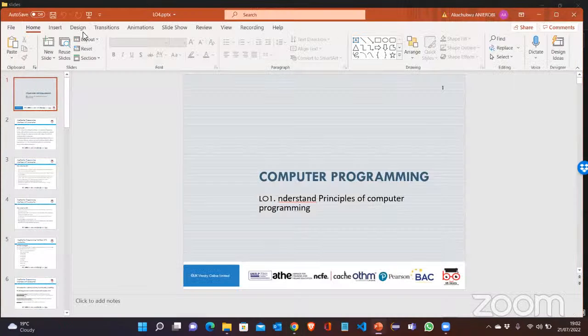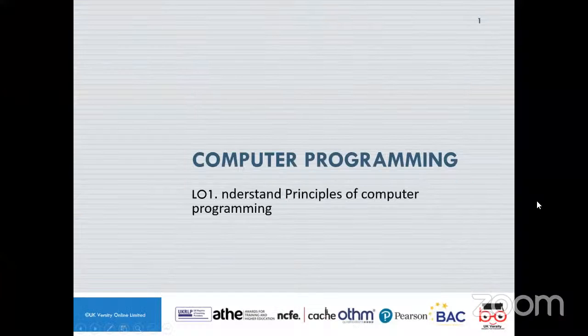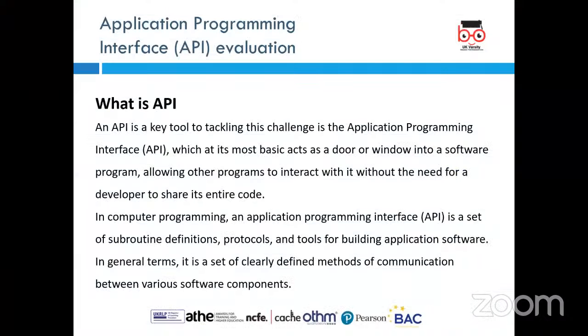Okay, so let's get started. So today we're going to look into understanding the principles of computer programming.